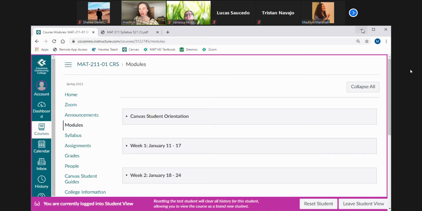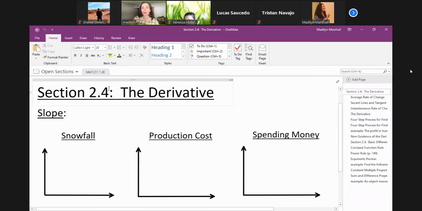So let's get started on section 2.4. Once I get things organized, here we go. Okay.